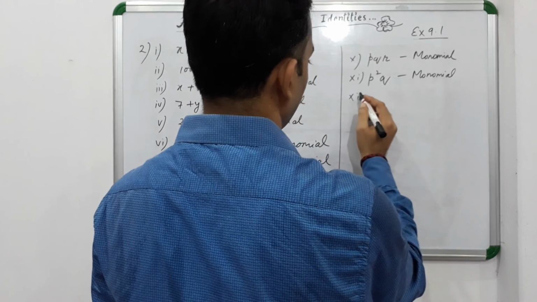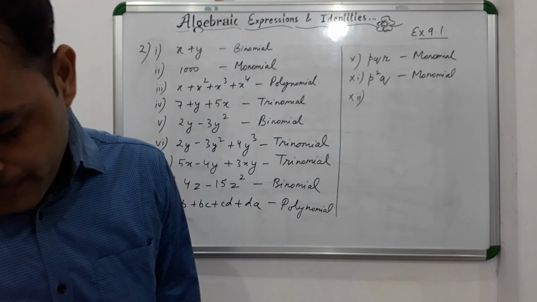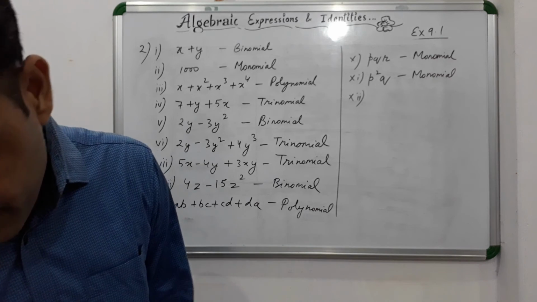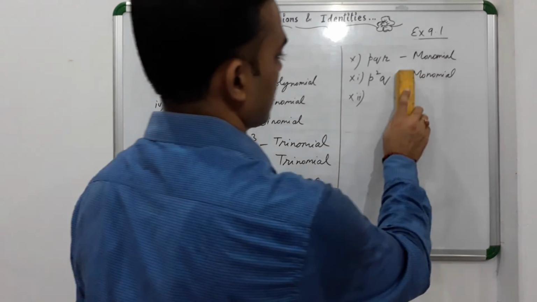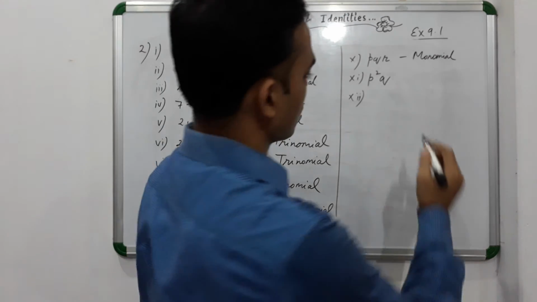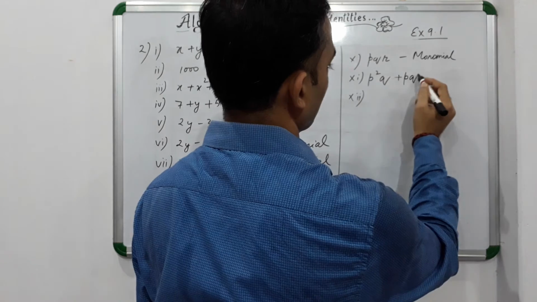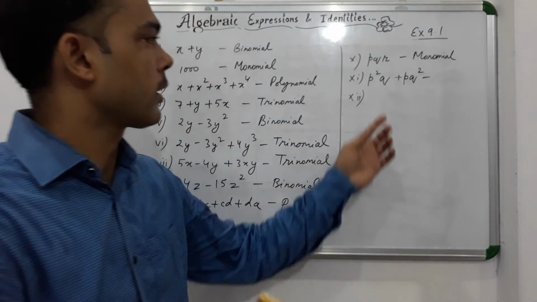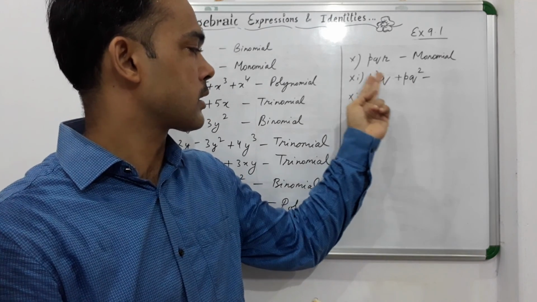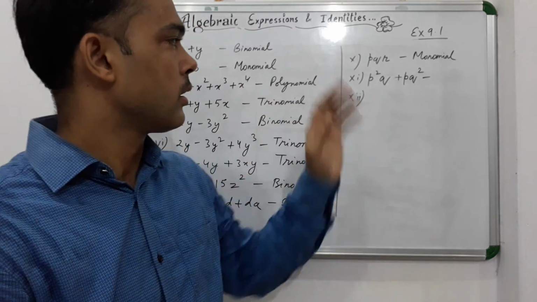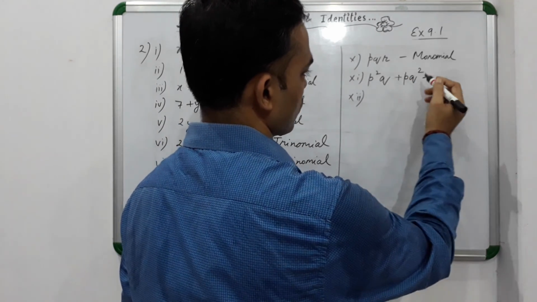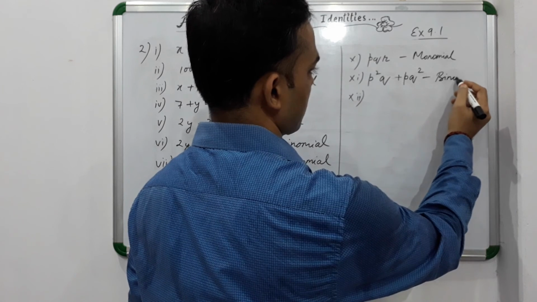Then the 12th part. In the 12th part, what you observe is that there is also a plus, PQ square. So over here it is P square, whereas here it is P. Here it is Q, but over here it is Q square. So they are unlike terms and it is getting separated by an addition sign, means two terms are there. That is why it is binomial.